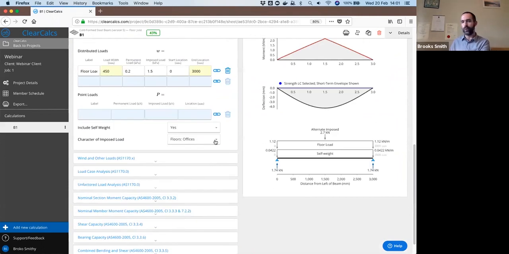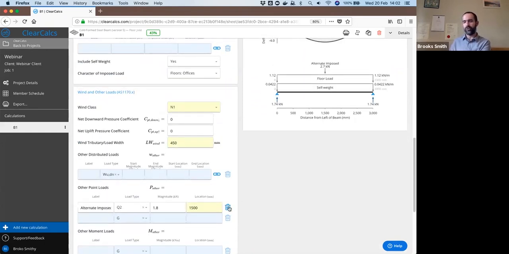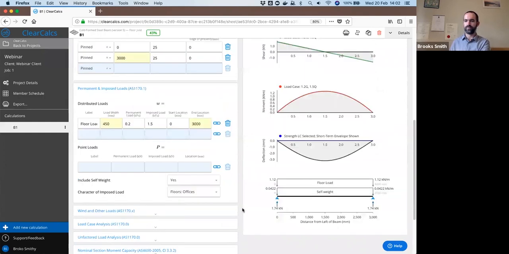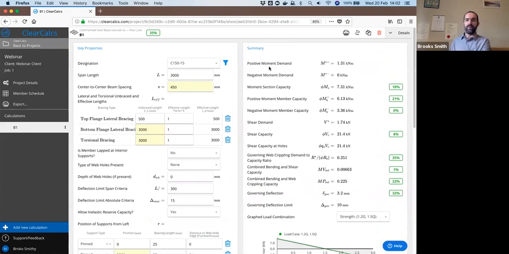A character of imposed load. This is an office building, we said, so it's floor office. By default, we're including the alternate imposed load, which AS 1170.2 calls for. For simplicity of the analysis here, I'm just going to remove that from our calculation, just to make the graphs here make a bit more sense. But so then you see we are still on a C150-15. We're using a C100-15 section for this calculation.